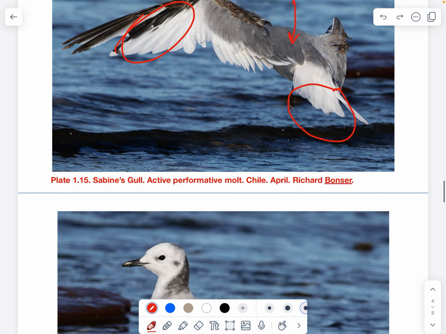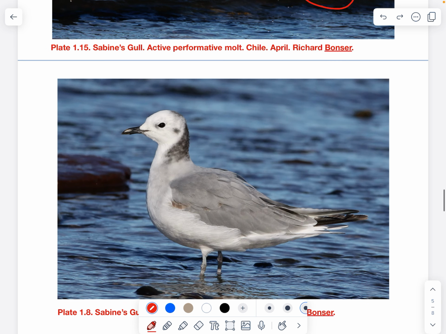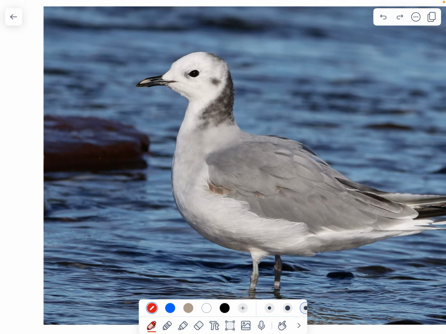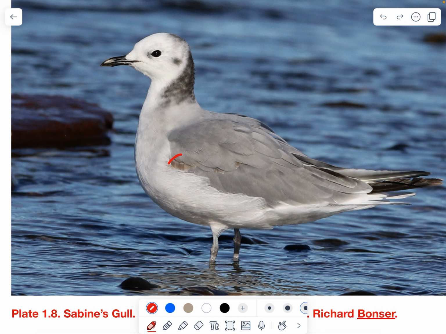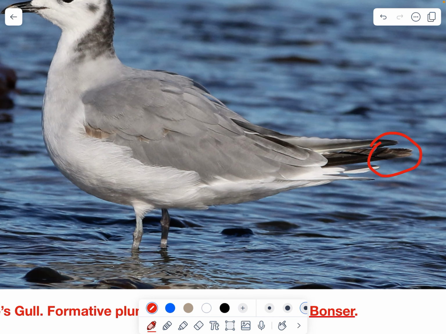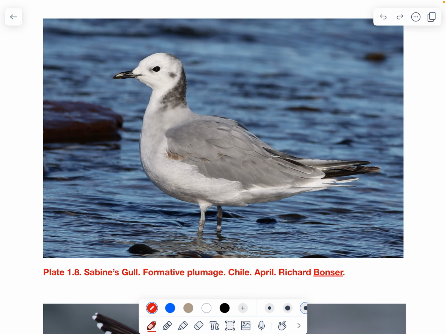So here's this bird perched, same individual from Chile in April. We see by and large a formative plumage. If you look closely, it's not too hard to see some of these residual juvenile coverts, but also these frayed outer primaries, these brown washed out primaries are also first basic or juvenile. At this time of year, they just tend to have more dark on the hind collar than adults.